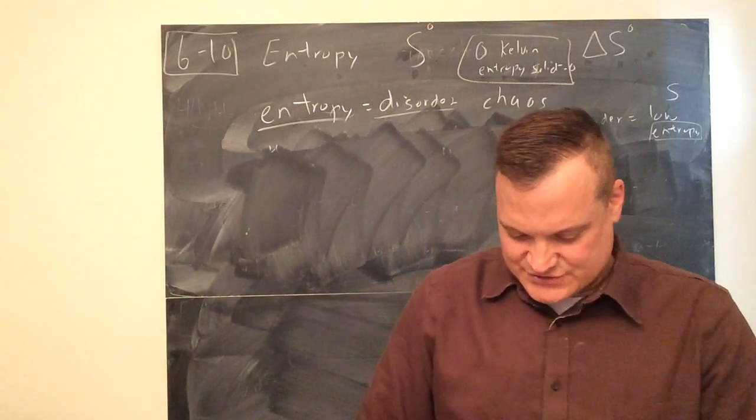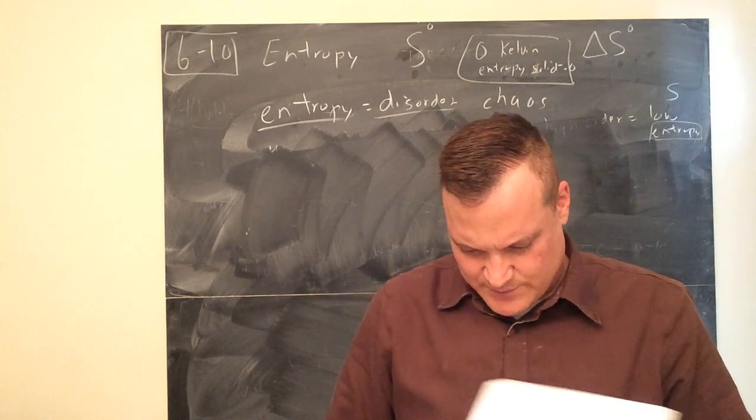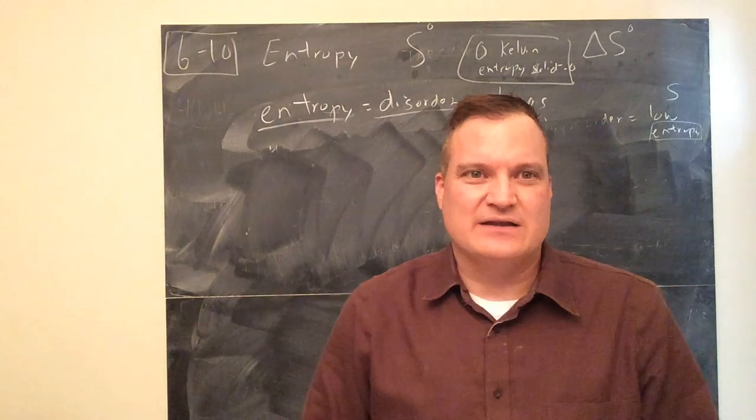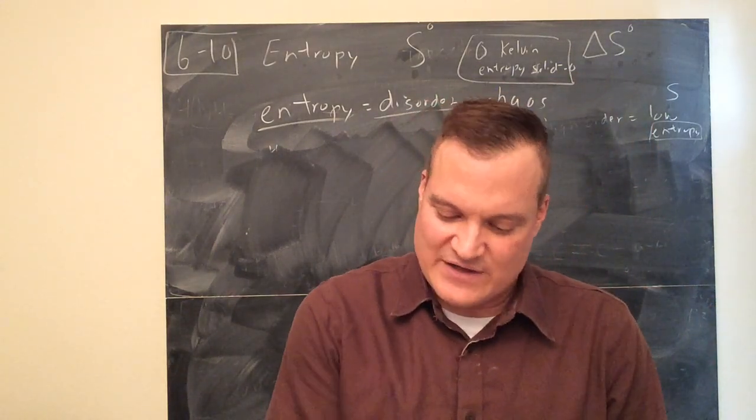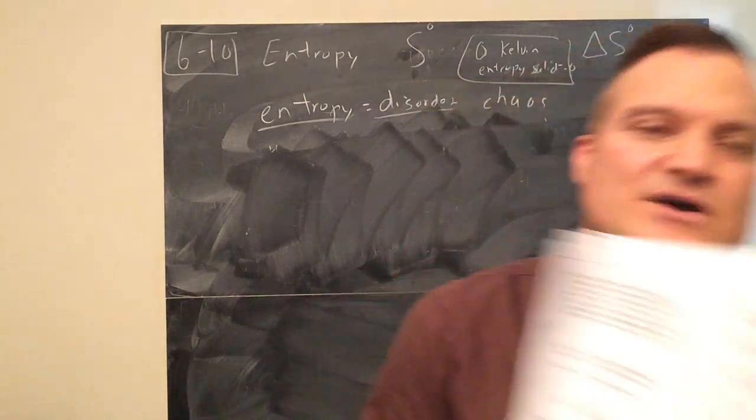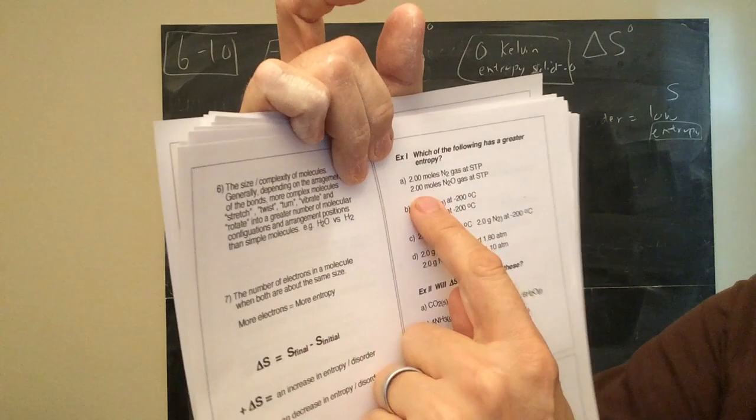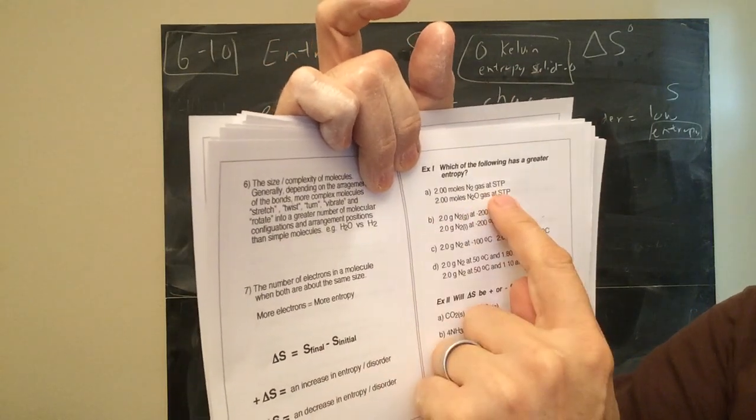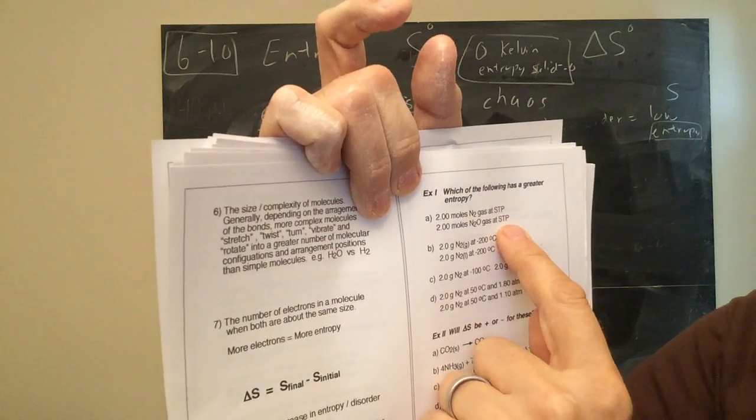Here are a few questions you could answer already. And then I think I'm going to have to pause and show the math in a second video. I've got something I have to do right now, but I want to tell you about this. We'll go over this one bit. So look at this first one. Number one, if you have 2 moles of nitrogen at STP or 2 moles of N2O gas at STP, which has greater entropy?